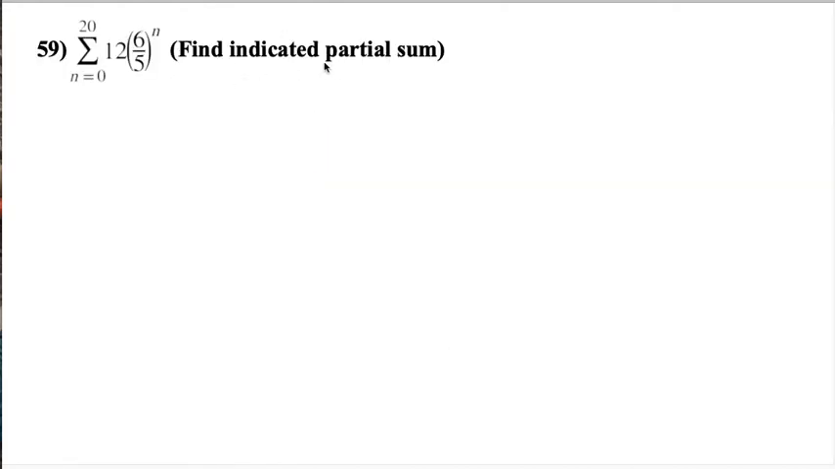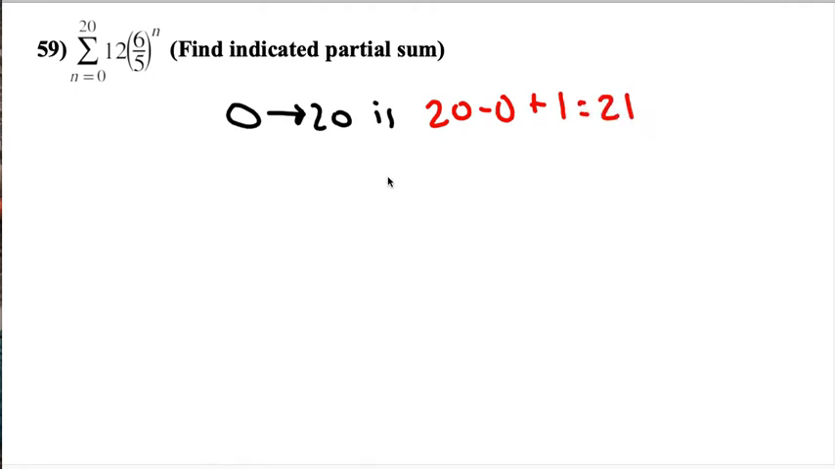59. Find the indicated partial sum. Okay, so the indicated partial sum would be what? Well, from 0 to 20. How many terms is that? 20 minus 0 is 20, but you have to add 1 because you're actually starting at 0. If you use your fingers carefully, you'll see that 0 through 20 is actually 21 terms. So for your sum formula, you're actually finding s sub 21.